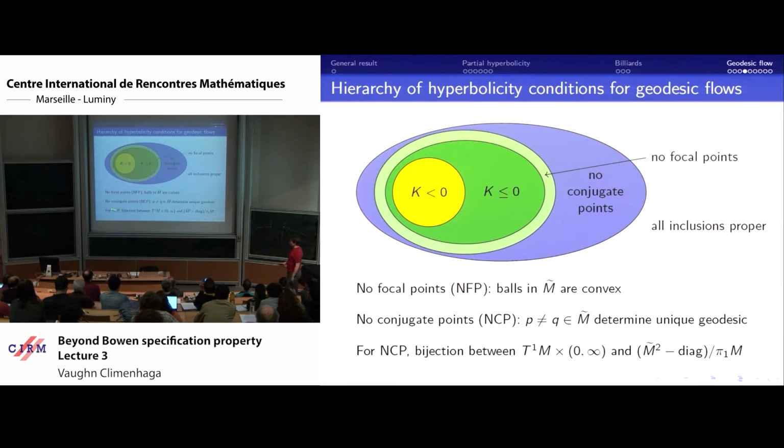One thing that I do want to point out based on this fact, because this is in some sense the key property of no conjugate points that we use, is that there's a bijection between the space of orbit segments for the geodesic flow and the set of pairs of distinct points in the universal cover up to moving the pair by a deck transformation. And that correspondence will come in very, very useful a little bit later.